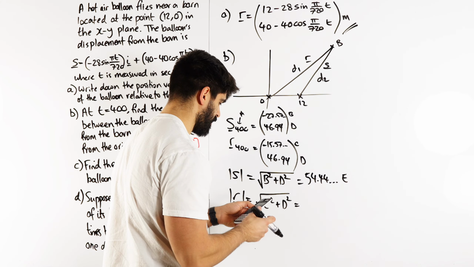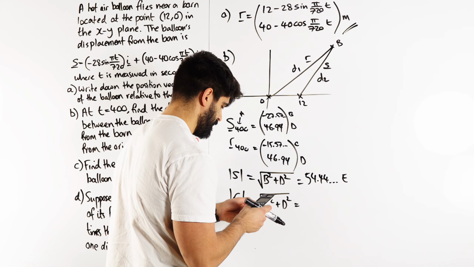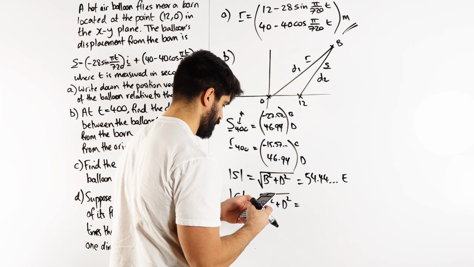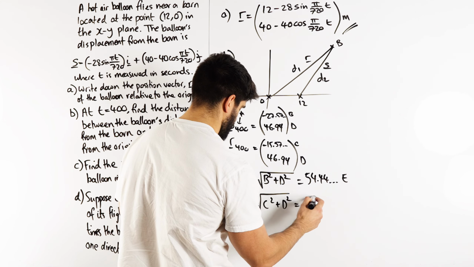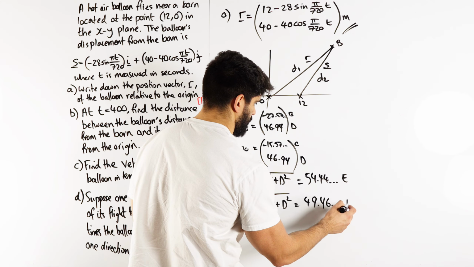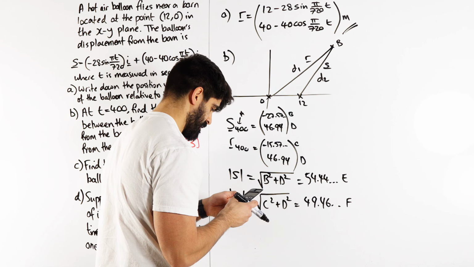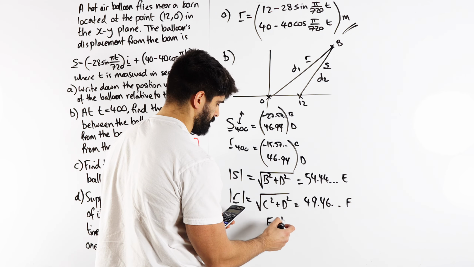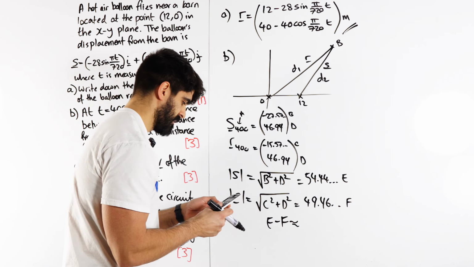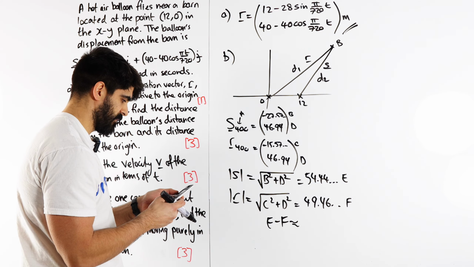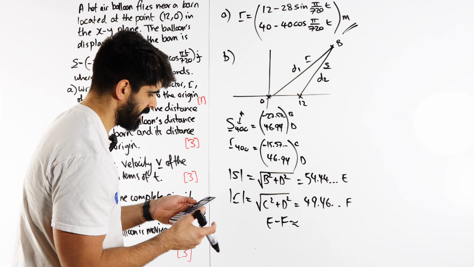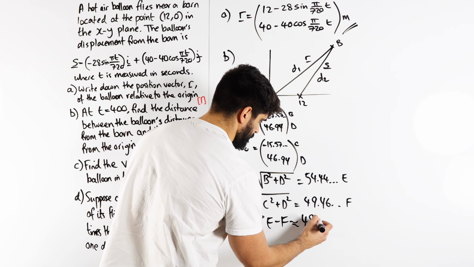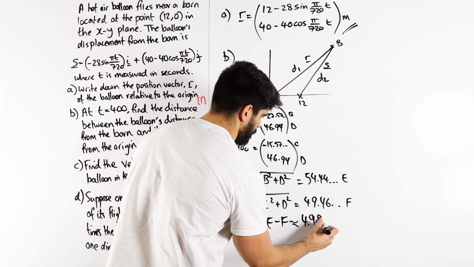Storing values is so clutch. So root C squared plus D squared is 49.46, dot, dot, dot. I'm going to store that as F. Store as F. So now I'm going to do E minus F, and then I'll round it. So E minus F is 4.98. So about 4.98 meters.